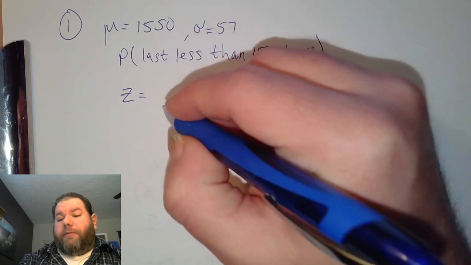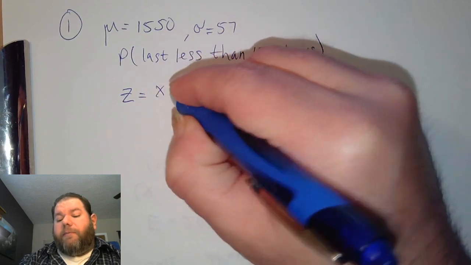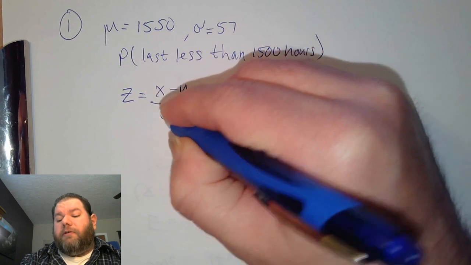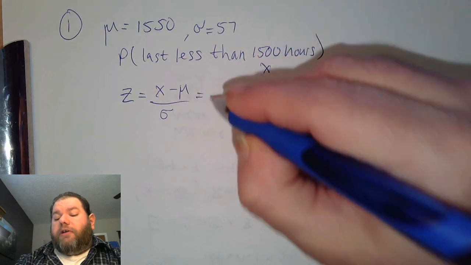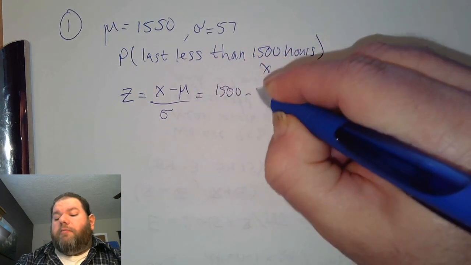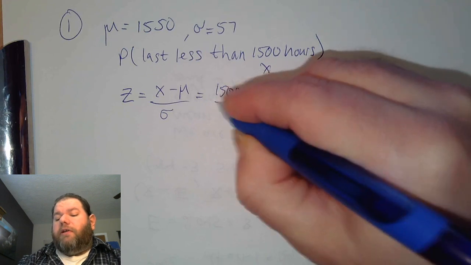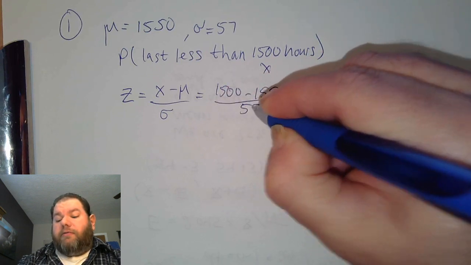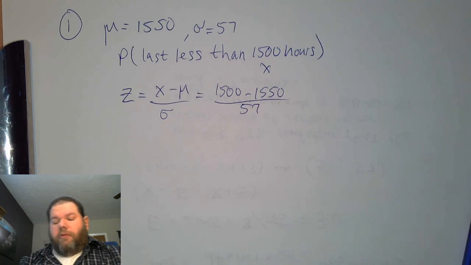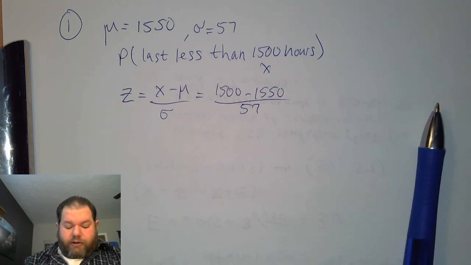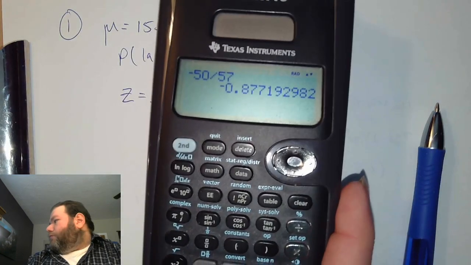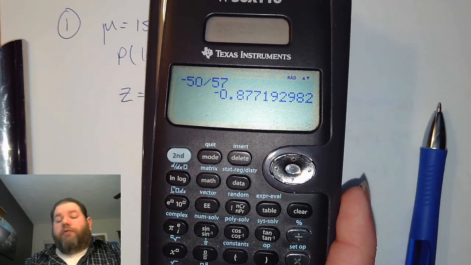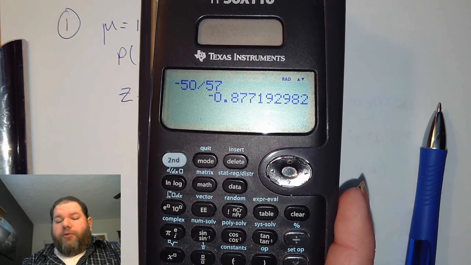So we use our z-score formula here. Z equals x minus mu divided by sigma. X we know is 1500. Mu is 1550. And sigma is 57. So we will subtract on top and then divide by 57. That comes out, and we'll round to 2 decimal places here, to negative 0.88.